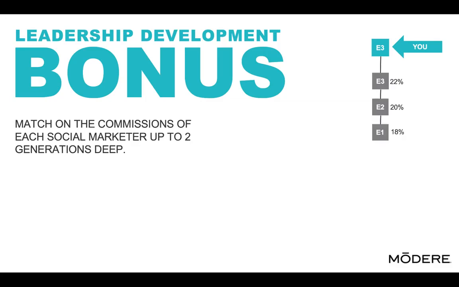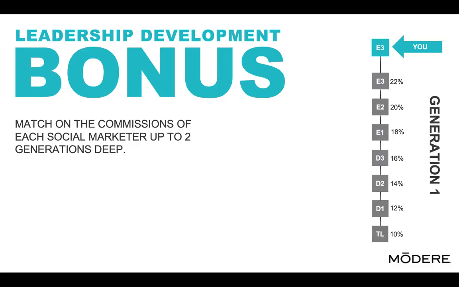What if they down that line's an elite 1? You'd receive an 18%. D3, 16, D2, 14, D1, 12%, all the way down to team leader, which is 10%. Now, this is only representing, by the way, the builder side of the plan. You also will check match on the customer pod. So those platinum 3s, platinum 2s, all the way down to the golds, which is a really dynamic part of the plan. So as you're building these pods, you're receiving a check match on those ranks as well.